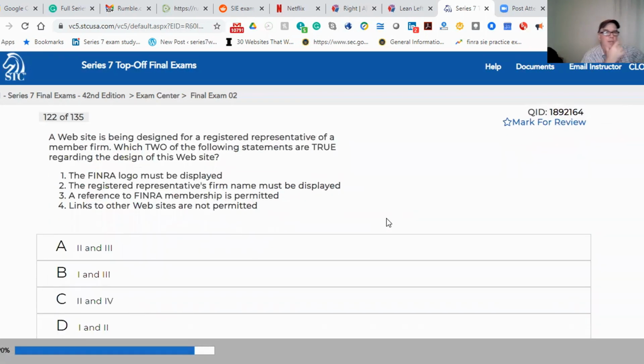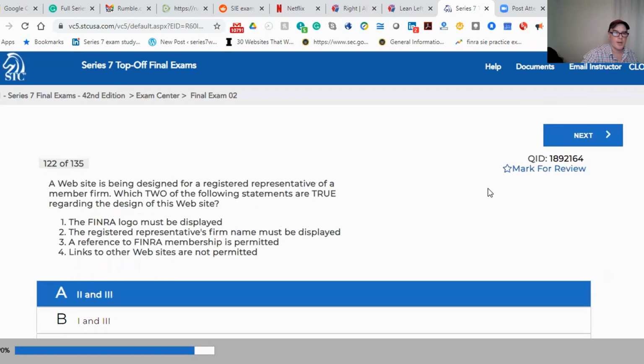A website is being designed for a registered rep of a member firm. Which of the following statements are true regarding the design? The FINRA logo must be displayed. I'm going to come back to that one. The registered representative firm must be displayed. I think that would have to be true. A reference for FINRA membership is permitted. Links to other websites are not permitted. So I'm going to go with 2 and 3. I'm going to get this wrong, but we'll go with that.